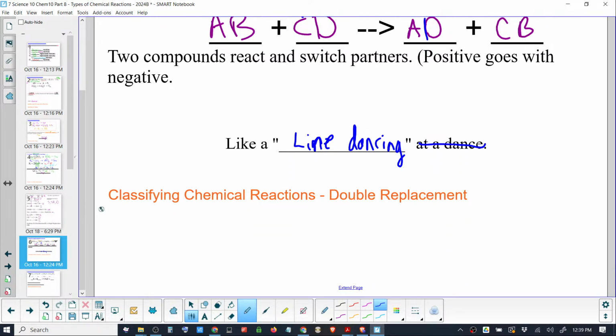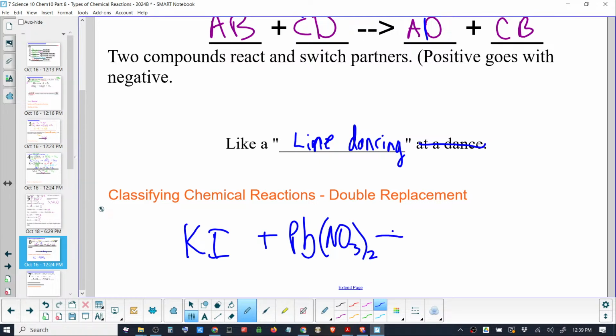Now I have a reaction. I have KI plus PbNO3. So potassium iodide and lead nitrate. I would like you to predict the two possible products. And I only brought half the demo, which makes that a little bit more difficult.